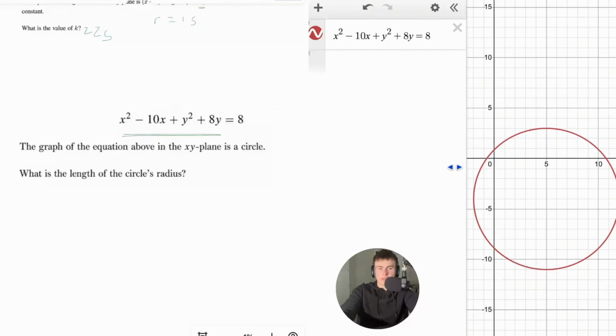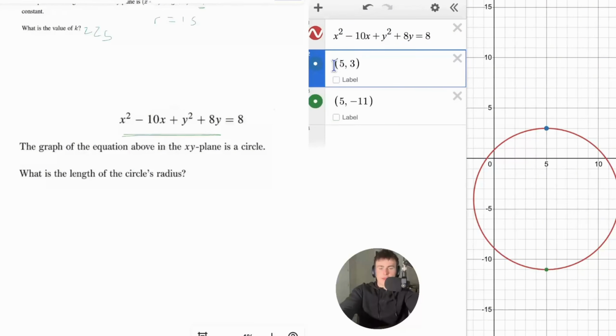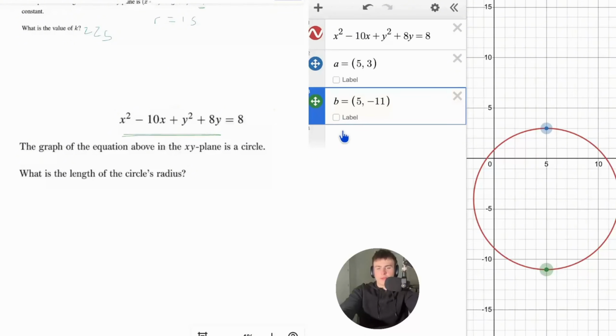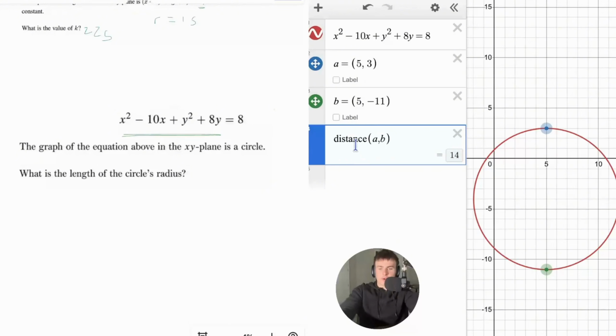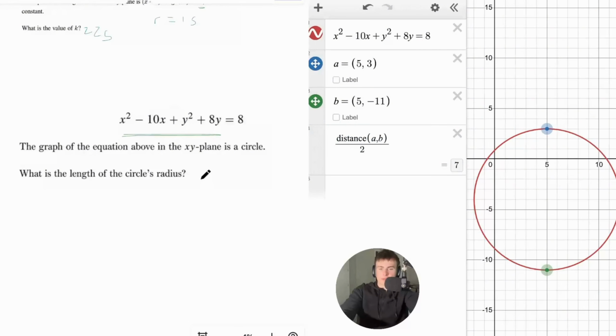So we just want to find the distance between these two endpoints. Which is 5, 3, and these, right? Let's just say A is this, and then B is this. And we want to find the length of the radius. So all we're going to do is do distance between A and B, and this is the diameter. So we have to divide that by 2 to find the radius, which is just 7. So the answer to this one is 7.